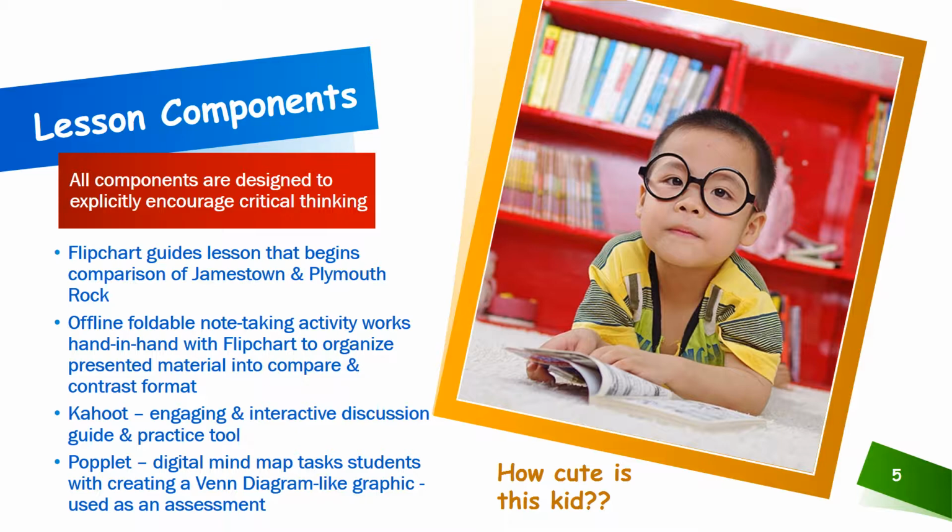I've designed several different components that will help me reach my goal for this lesson, all of which are designed to explicitly encourage critical thinking while presenting the material that reaches the standards. The first component is a flip chart that will serve as a discussion guide and begins the comparison between Jamestown and Plymouth Rock. An offline foldable note-taking activity works hand in hand with the flip chart. Each student will use it to organize the presented information into a compare and contrast format. The third component is a Kahoot, which is an engaging and interactive discussion guide and practice tool. And then there will be a Poplet, which is a digital mind map that tasks students with creating a Venn diagram-like graphic and will be used as an assessment at the end of the lesson.